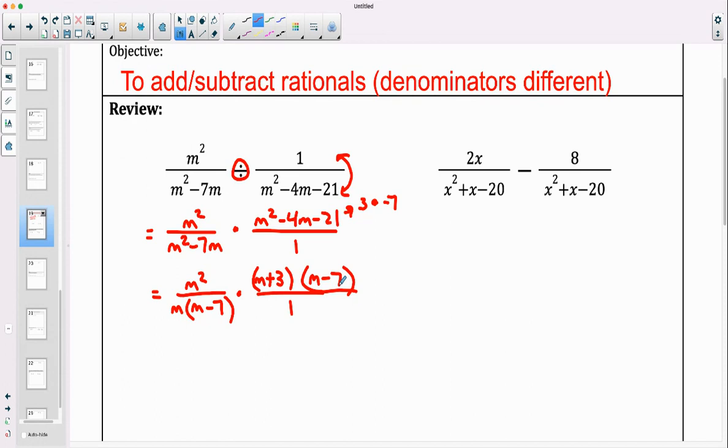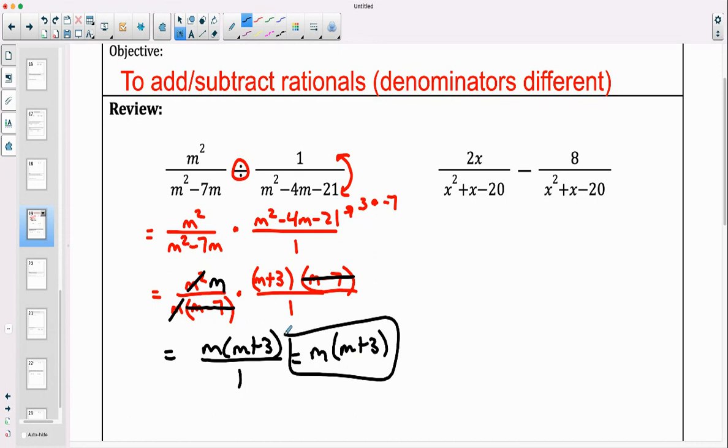Okay, now we can cross out the matches. So that would be m minus 7s. And we can take this m and make this m squared an m to the 1. We can subtract those exponents. So up top, we still have an m and an m plus 3. On the bottom, we didn't have anything left. So we can write it like that, or we can write it just as the numerator. When the whole denominator goes away, you don't have to write it as a fraction anymore.